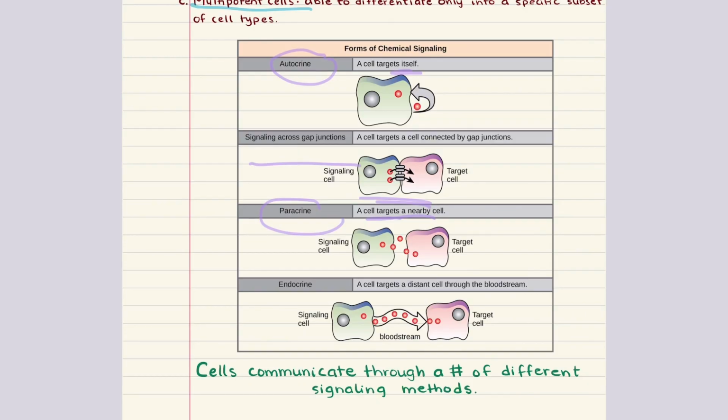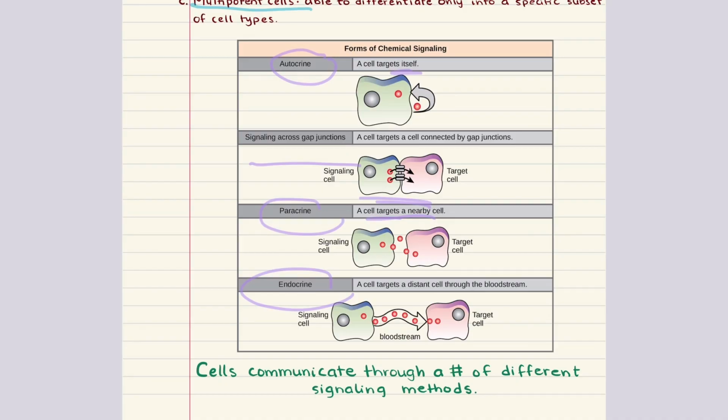This is especially important in development because it allows cells in one area to influence the fate of adjacent regions. Finally, there's endocrine signaling, which involves long-distance communication. The signaling cell is going to release a hormone or a chemical into the bloodstream, and then it travels to reach a distant target cell somewhere else in the body. This is the most widespread form of signaling, and it plays a key role in coordinating changes across tissues.